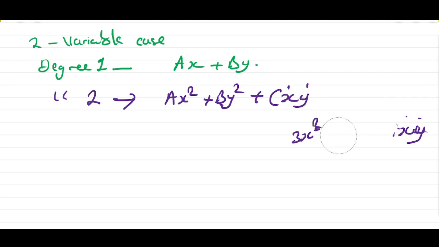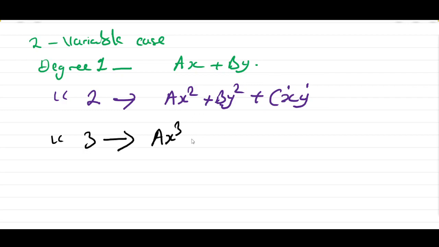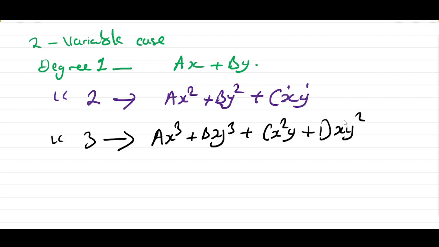What about the case where it has degree 3? How would we represent it? This is how we can try. For degree 3 we have ax cubed, we may have by cubed, then we may have c, x squared y, then we have d, x y squared. I think this is the most general case, because there is no other combination we can pick that will give us a power of 3, since this is 2 and 1, and this is 1 and 2. So we are finally done. We have 4 of them in total.